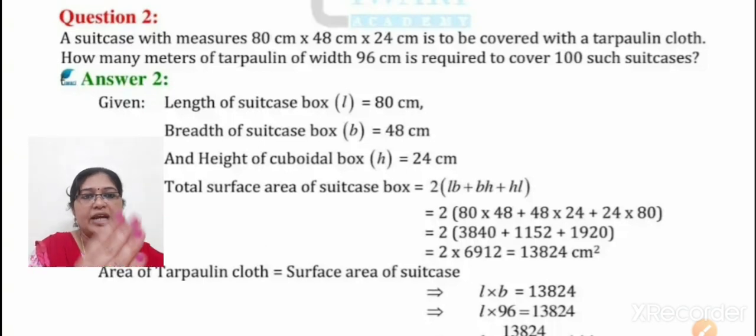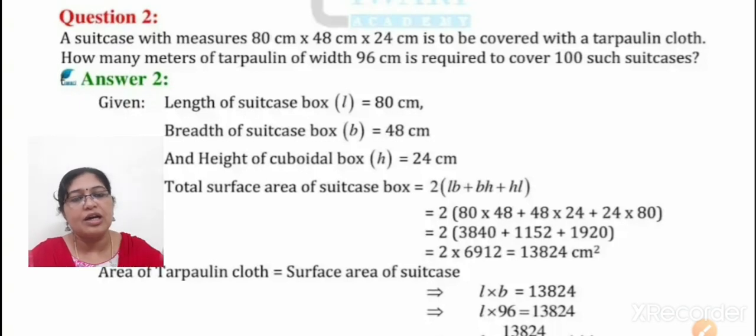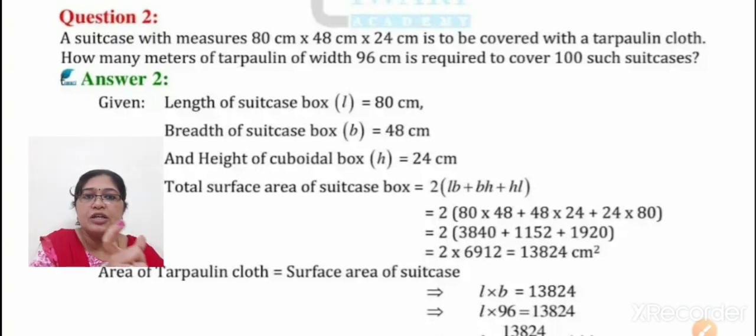Okay, length is equal to 80 centimeter, breadth is equal to 48 centimeter and height is equal to 24 centimeter. So you should cover the suitcase with the tarpaulin. If you want to cover the suitcase with tarpaulin, what you should find? You should find the total surface area of the suitcase. Okay, and that should be equal to tarpaulin's area. So the point is the total surface area of the suitcase and the area of the tarpaulin should be equal. Then only you will be able to cover it completely.